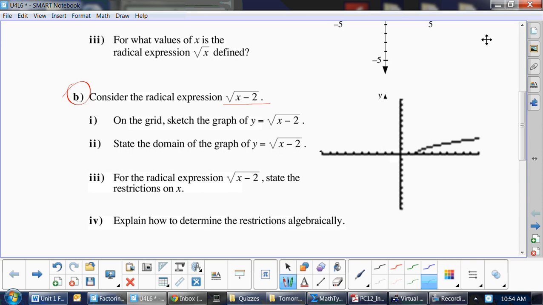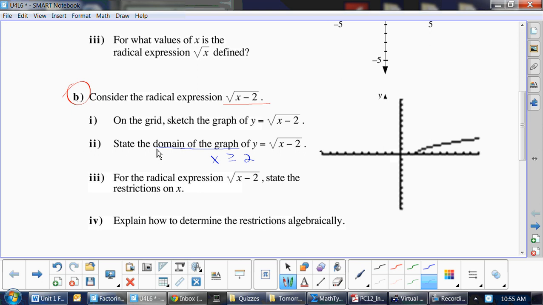Just from this, I just want you to put up your hand, okay? What would be the domain of this graph? What's the domain of this graph? In other words, what x's are being shown on this graph? Okay, putting up your hand. Yep. Okay, it's actually x is greater or equal to 2. And then, x in the reals.